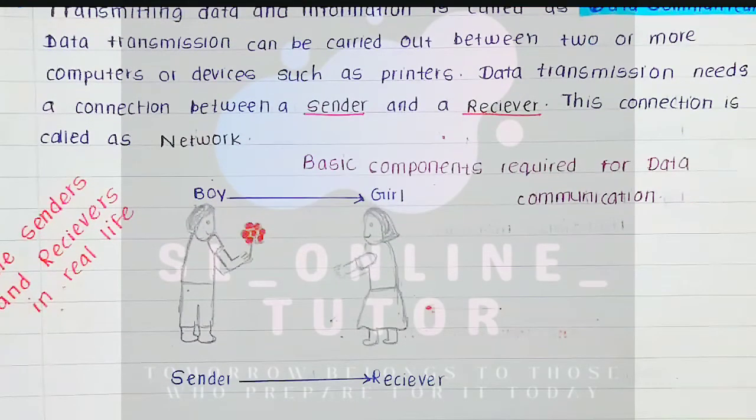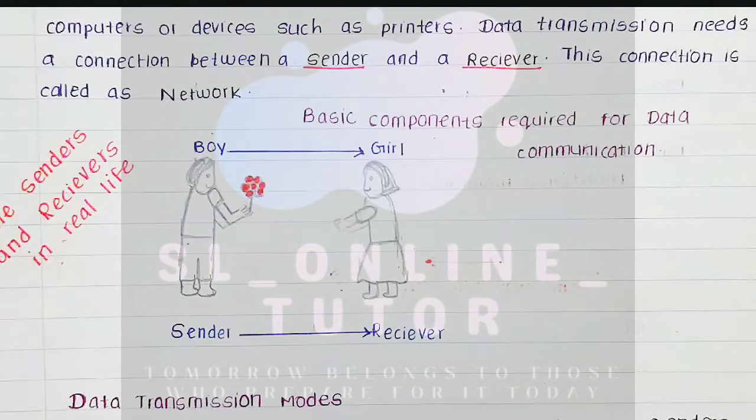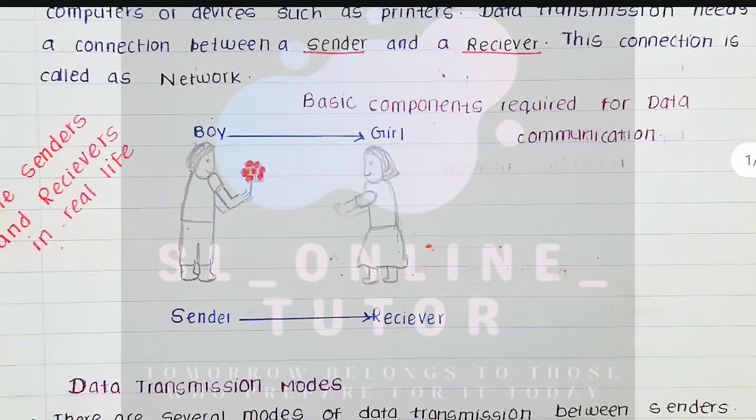Here, I have given an example of sender and receiver in real life. A boy is giving a flower to a girl. The boy is a sender and the girl is a receiver, and the flower acts as the data. This is a real life example for sender and receiver.